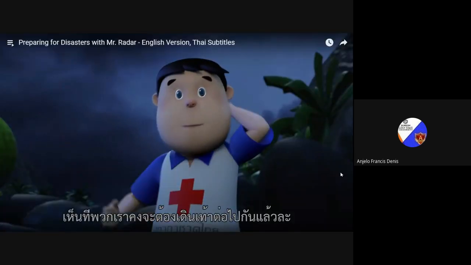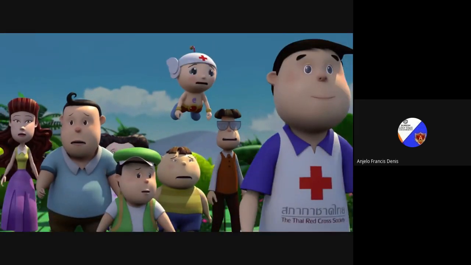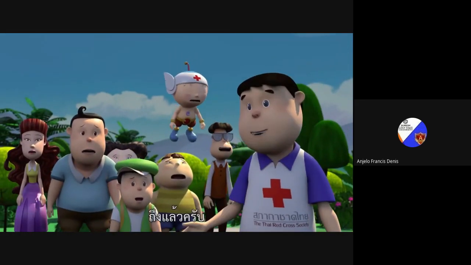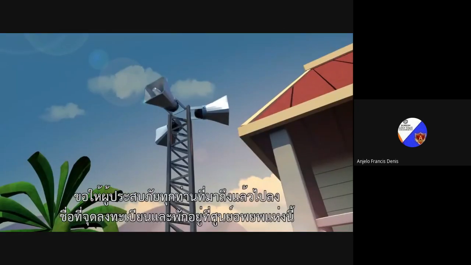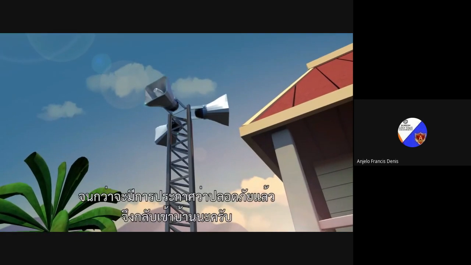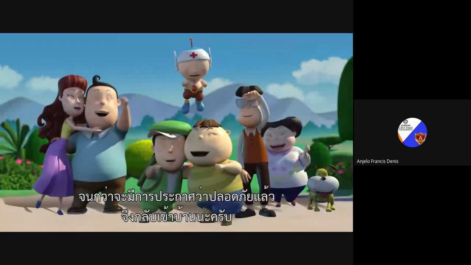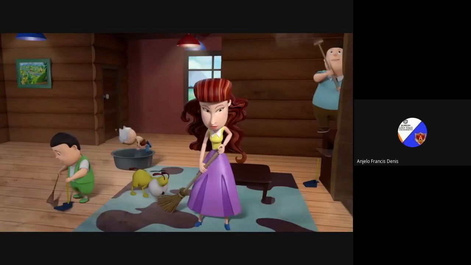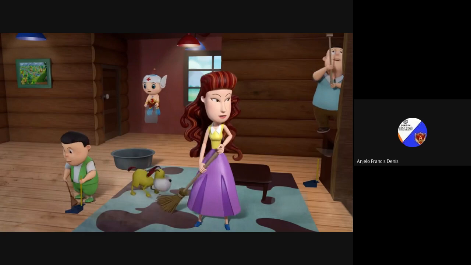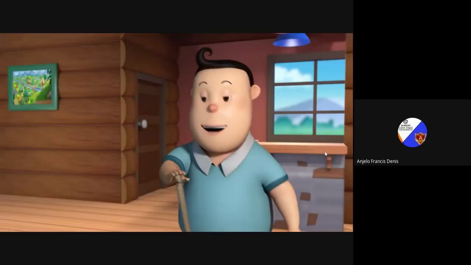We need to go there by foot instead. We are here. Please proceed to the registration point. Please remain in this area. If the Red Cross hadn't helped us during the flood, we wouldn't have known where to stay.